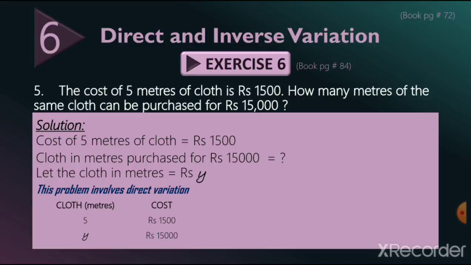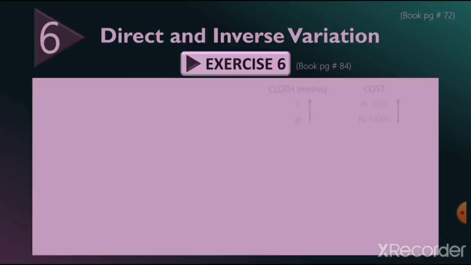It's a direct variation, so the arrows will move in the same direction, and the first arrow will always be placed with the variable value. So we have placed it with y, and the arrow tail will always be with the variable. Now it will move in the same direction because it's direct variation. Now you can convert these into fractions.